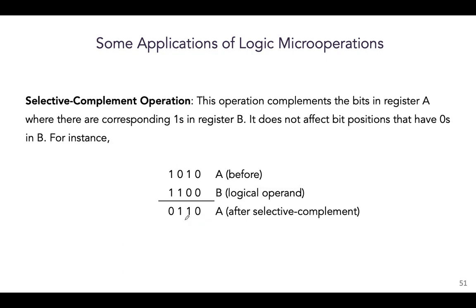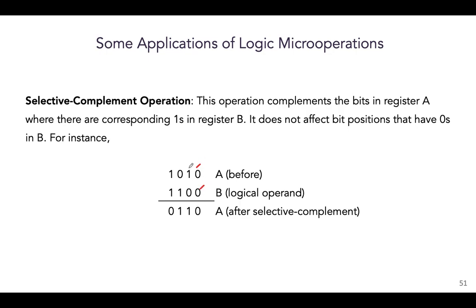Then we have selective complement. This operation complements the bits in A where there are corresponding ones in B. Again, we have two registers A and B. This is the register that we want to change. We want to selectively change some of the bits of this register, 1010, and we are selectively complementing it with 1100. So in whatever corresponding location there is a 1 in B, that corresponding bit in A will be complemented. The first bit, nothing happens because they're both 0.